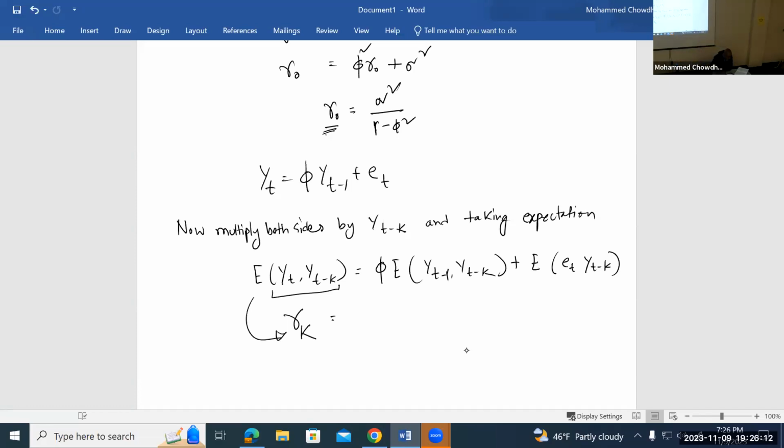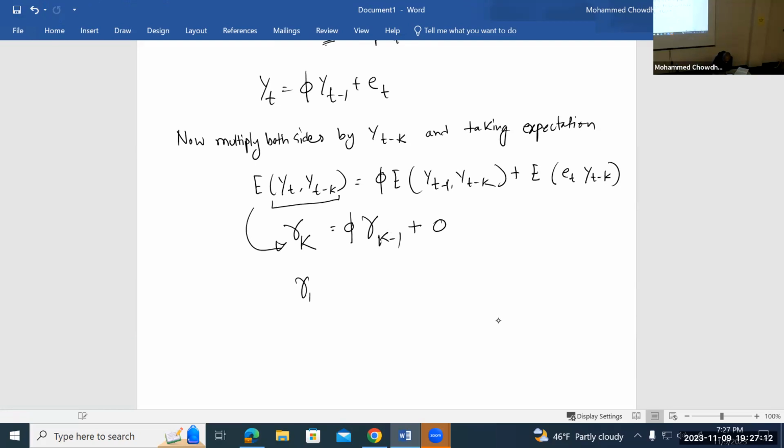Similarly, I can write this one as gamma of k minus 1, because if you subtract this one from that, it will be k minus 1. The t minus 1 is the bigger one compared to that one. This term will be zero because these are uncorrelated, since they are k lags apart from e. At the very beginning of the class, I said that et is independent of yt minus 1, t minus 2, t minus 3, all of these, just by the assumptions I put at the very beginning. That's the reason this part equals zero. If this part equals zero, then this equals phi times gamma k minus 1.